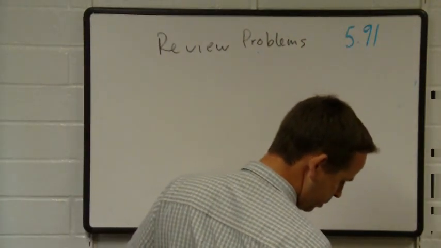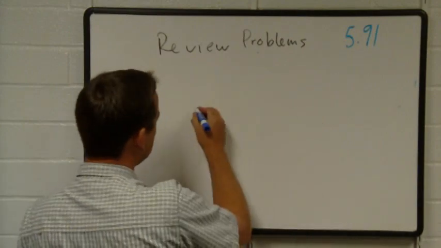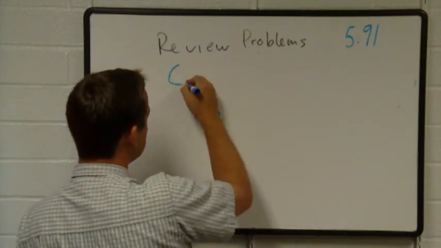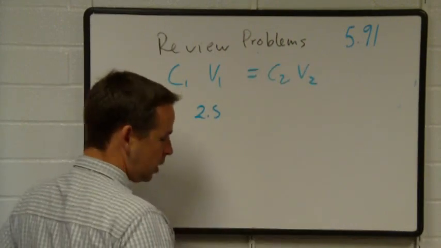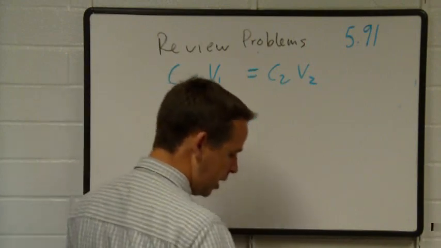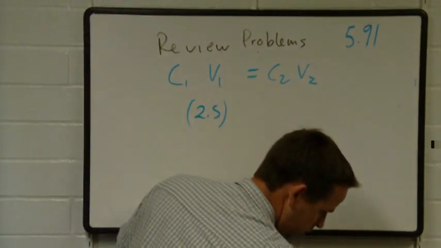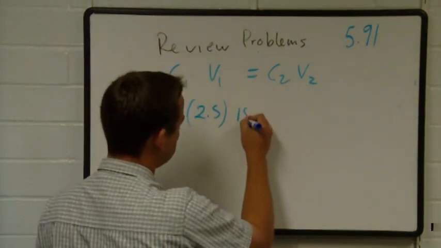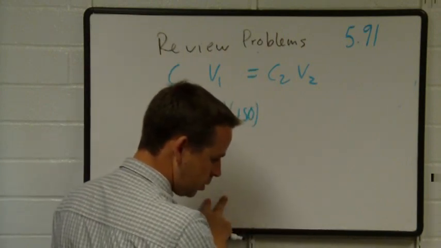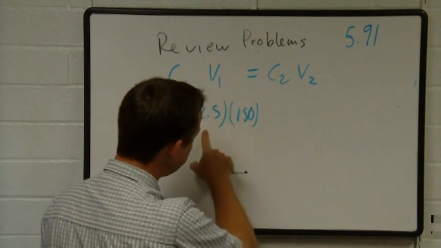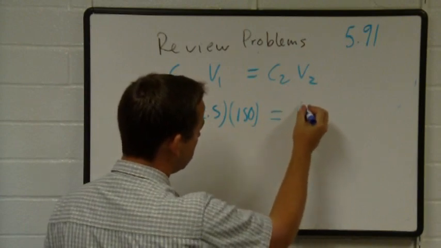How many milliliters of water must be added to 150 milliliters of 2.5 molar to give 1 molar? Concentration 1, volume 1, concentration 2, volume 2, final. Okay, so 2.5 is the initial concentration, is that right? 591. 150 milliliters. Concentration 1, 2.5 molar, volume 1, 150 milliliters, and the final concentration we want to be 1 molar.